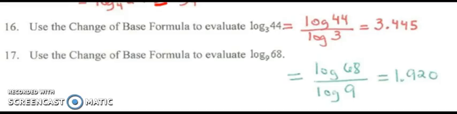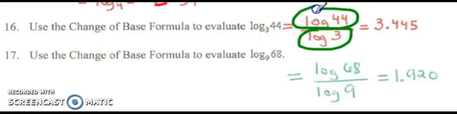In problem 16, you're going to use your scientific calculator. And your scientific calculator only does base 10. This problem says log base 3. So I'm going to put a common log in the denominator. And then I'm going to say log of 44 in the numerator. So I'm going to go ahead and calculate that.